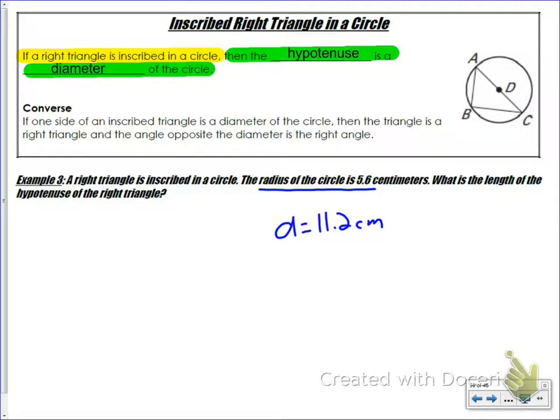And based on the theorem above, the hypotenuse and the diameter are going to be the exact same segment. So what it's asking for is the hypotenuse of this right triangle, and it's going to be the exact same thing as the diameter, or 11.2 centimeters. So we really don't need to draw a diagram for this one. We just need to understand that the diameter of this inscribed right triangle is also going to be the hypotenuse of the right triangle.